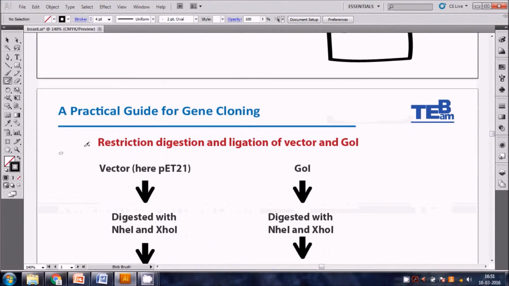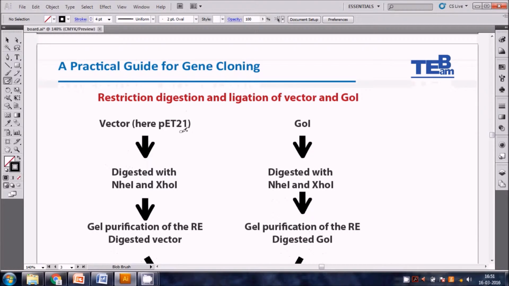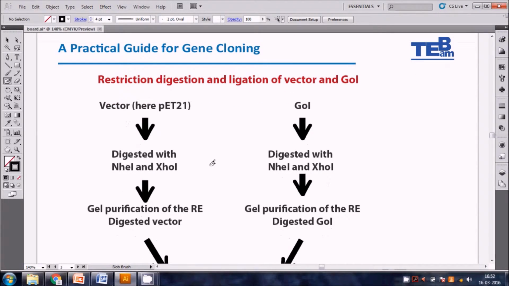And then the next step will be the restriction digestion and ligation of the vector and gene of interest. So what you will do, you will take a vector, for example pET21, and the gene of interest, and you will digest both of them with NheI and XhoI, so that you can create the flanking regions for both of the restriction enzymes.